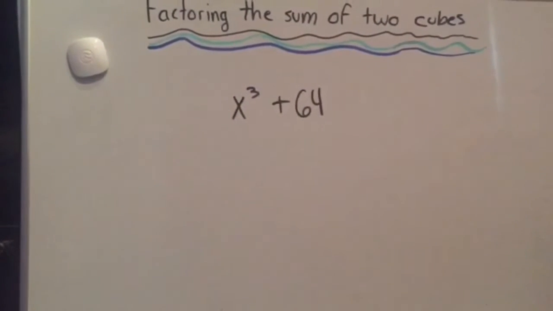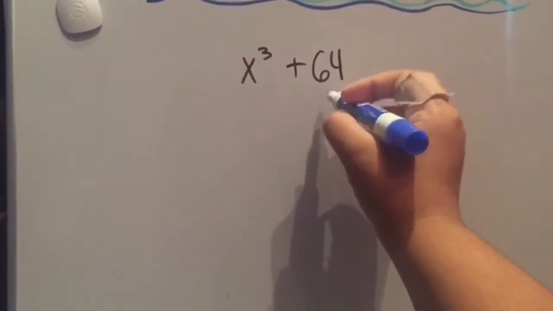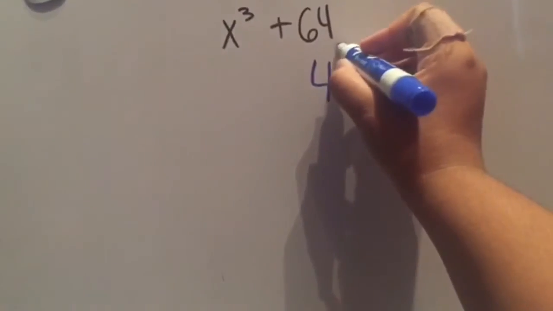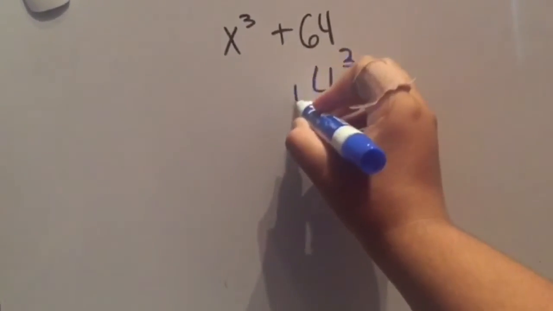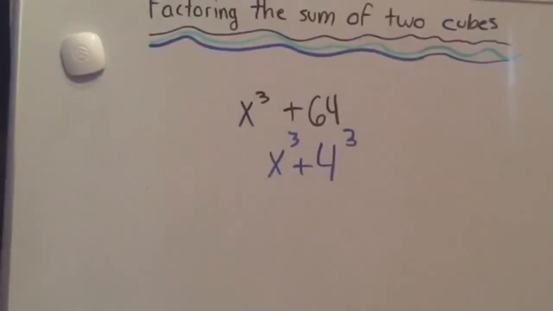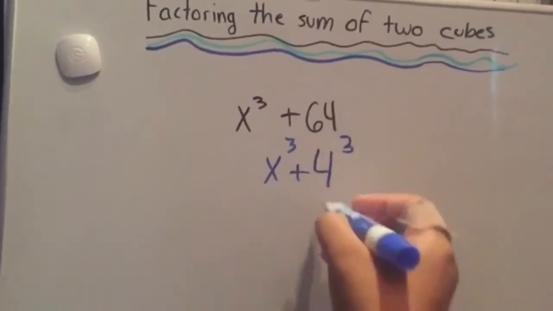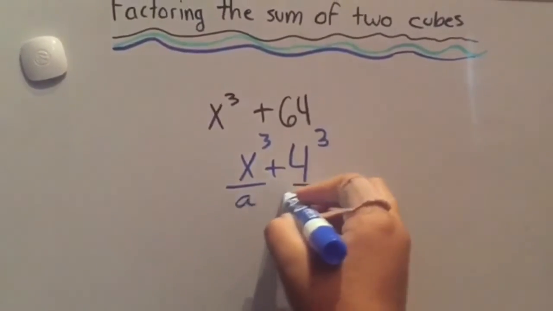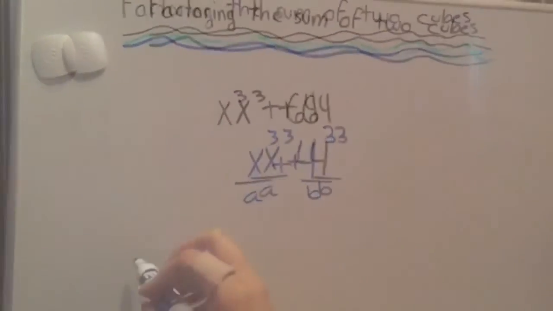So first, we have to make it so both of our terms are perfect cubes. If I use 4 cubed, then it will be equal to 64. Now that this matches up with a cubed plus b cubed, then we can move on to the next part.